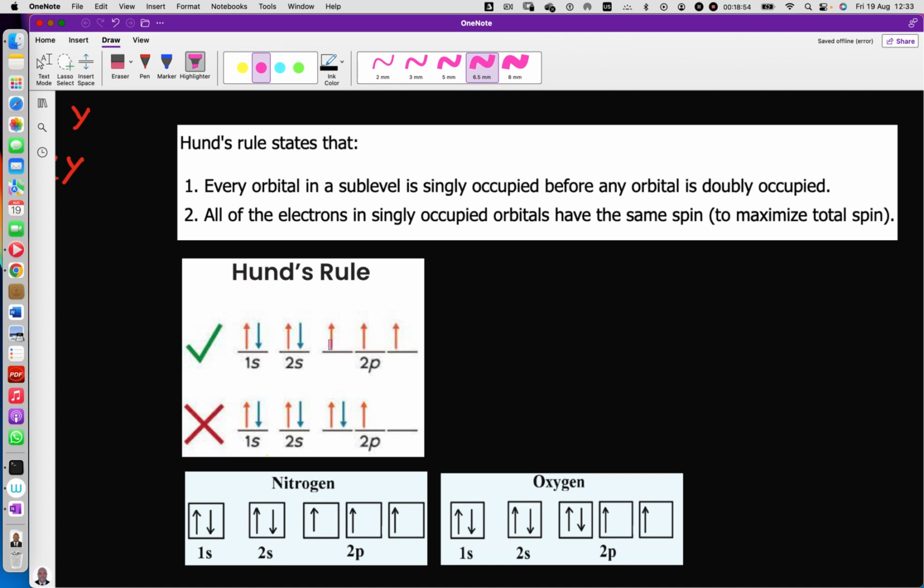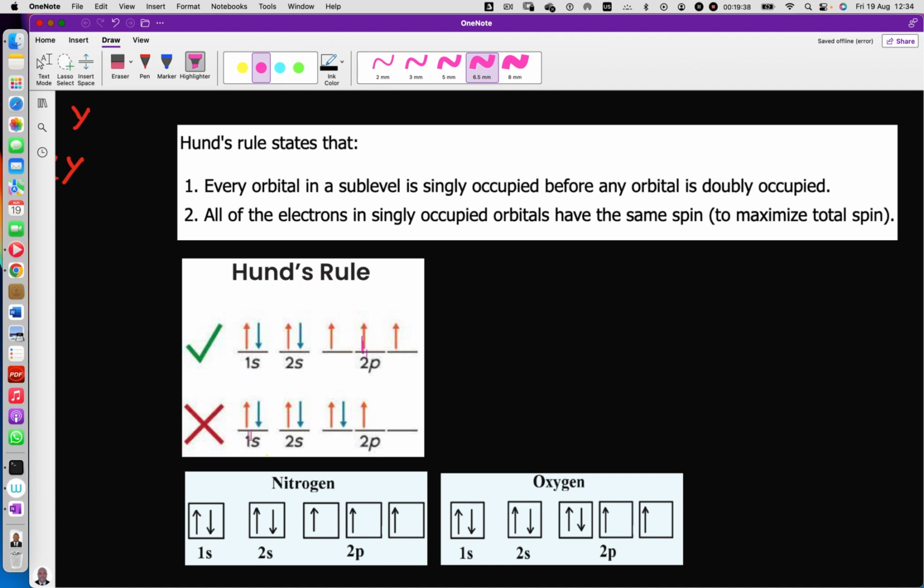So, in order to fill this, we cannot start by saying up and down, up and down. Whose rule said that every orbital in a sublevel is singly occupied before any orbital is doubly occupied? So the first thing is we must first fill them singly. Each of the orbitals must first be filled singly, only one electron before pairing. So we start with 1 and it is spinning upward, 2 spinning upward, 3 spinning upward. That is what Hund's rule states. That is the application of Hund's rule.